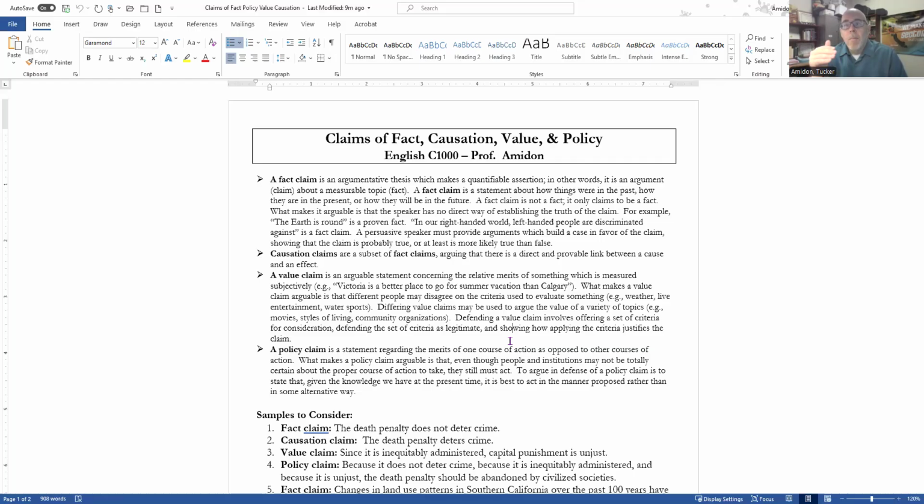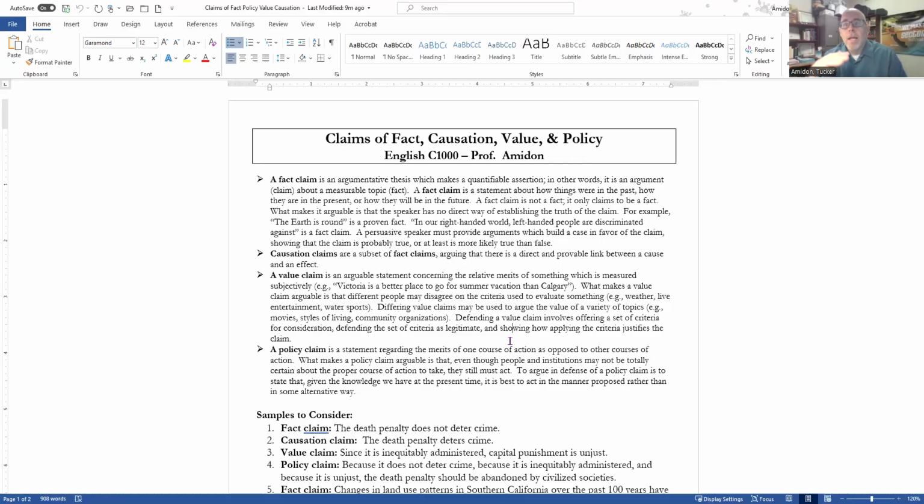Okay. Now, a policy claim is a rule, a law. And so when you look at a rule or a law, you have to decide, is it necessary? Is it right? Is it effective? So if somebody says we need to do this for taxes, or we need to do this to curb ICE or racial profiling, or we need to do this to make the immigration system more efficient, those are claims of policy.